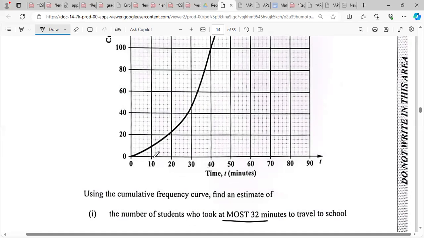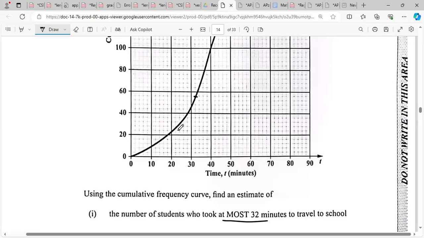Let me see how much it will go up by. 10, 12, 14, 16, 18, 20. So it will go up by 2. So 32 will be here. So that other line here, below 60. For the line here, below 60.